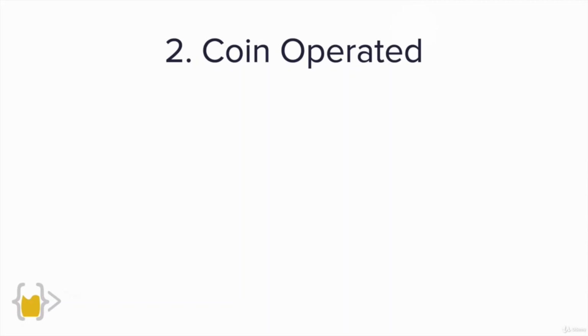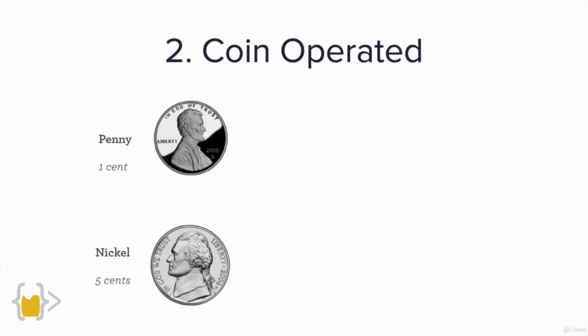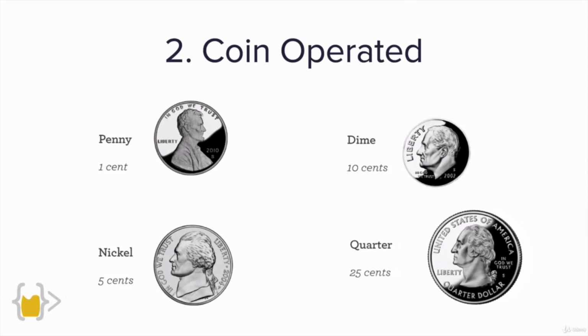The second feature of our coffee machine is that it's coin operated. So we're going to be using American coins. And they have 4 types of coins: the penny, the nickel, the dime, and the quarter. They used to also have the dollar as a coin, but a few years ago they stopped minting that, so we're not going to count it, and it probably means one less if statement for us.